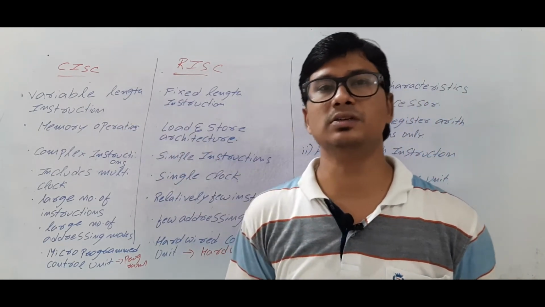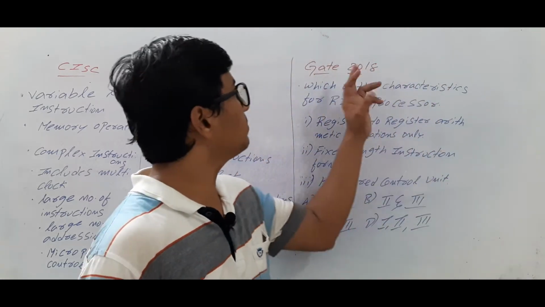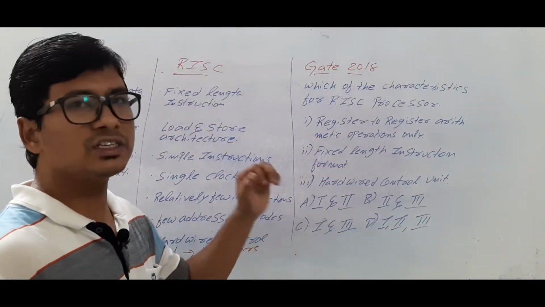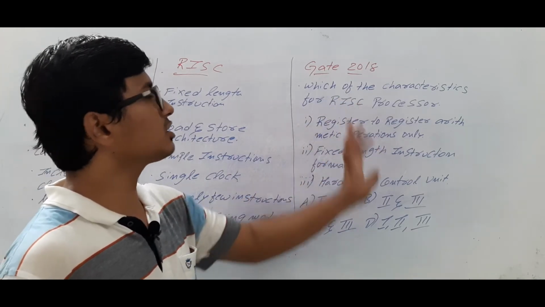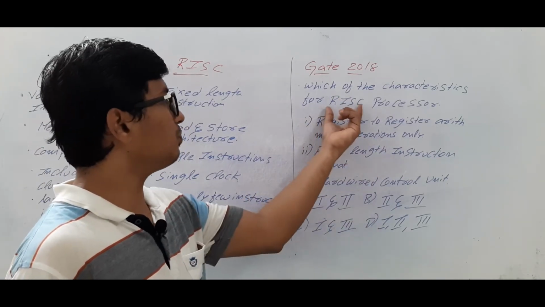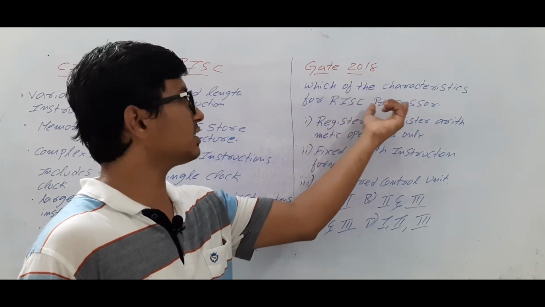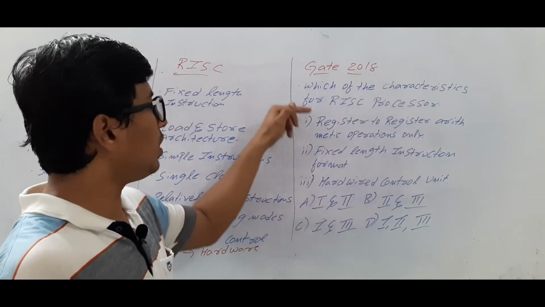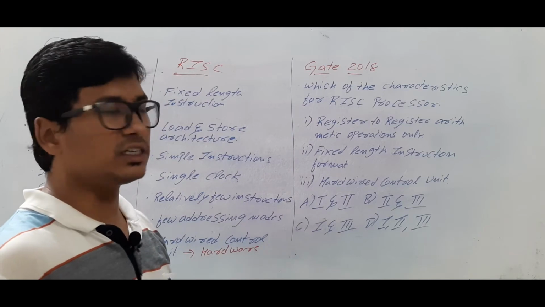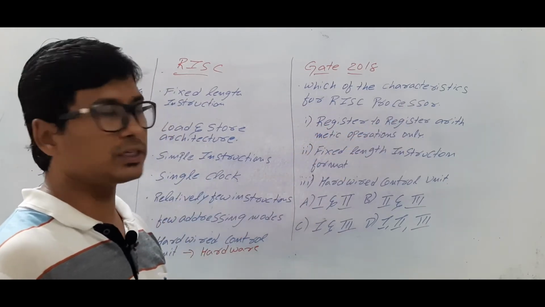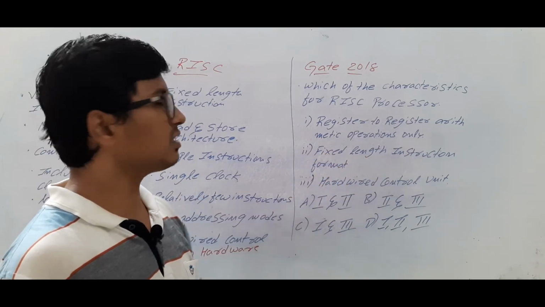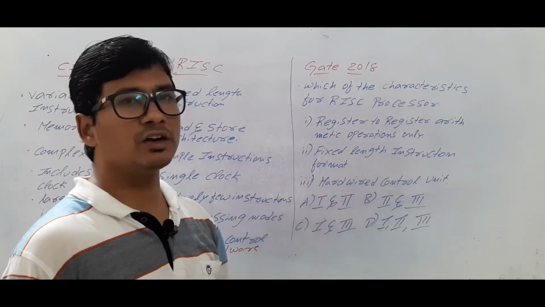Now let me discuss one of the GATE questions which came in the year 2018. First let me read out the question. Which of the following are characteristics of a RISC processor? If you have a computer with a reduced instruction set processor, what characteristics does it have? One is register to register arithmetic operations. Two, a fixed length instruction format. Three, a hardware control unit.